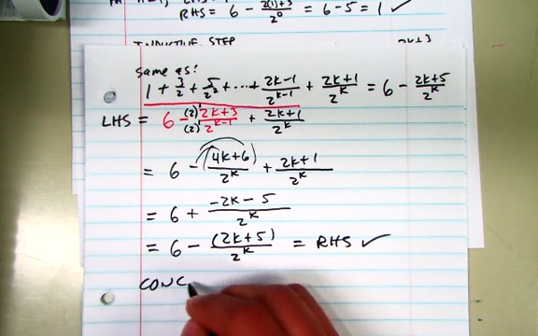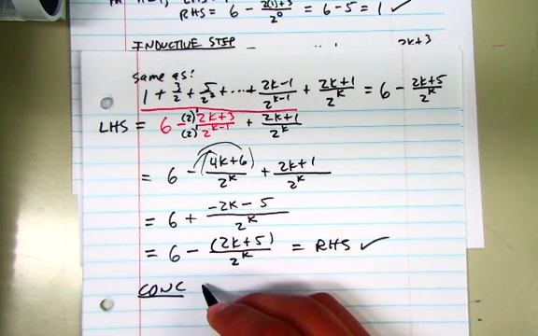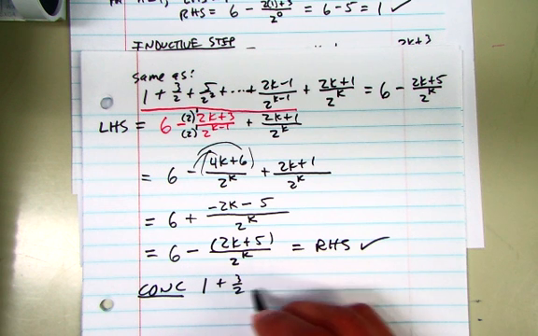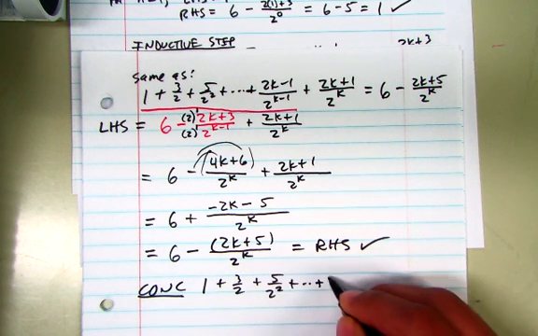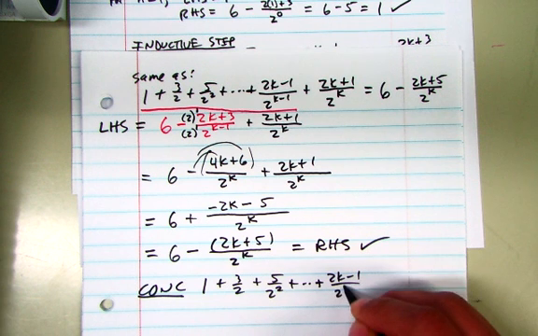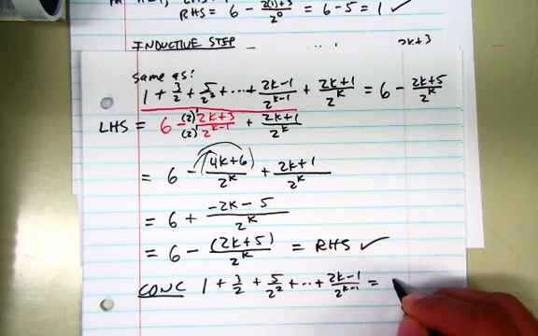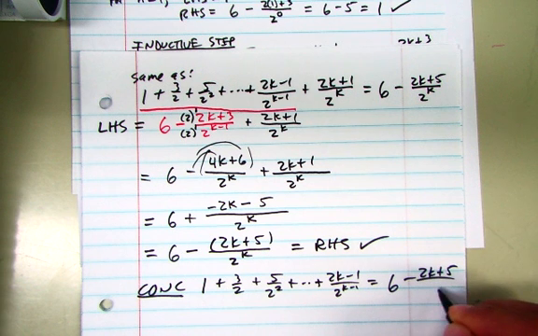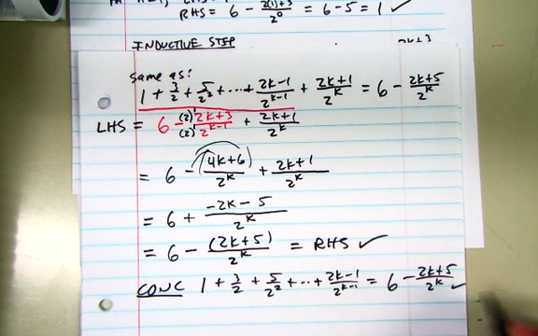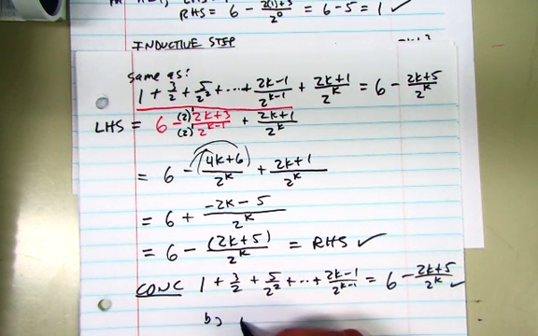Conclusion. 1 plus 3 over 2 plus 5 over 2 squared, etc., plus 2k minus 1 over 2 to the k minus 1 does in fact equal 6 minus the quantity 2k plus 5 over 2 to the k, by induction.